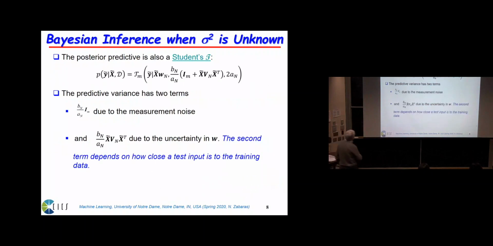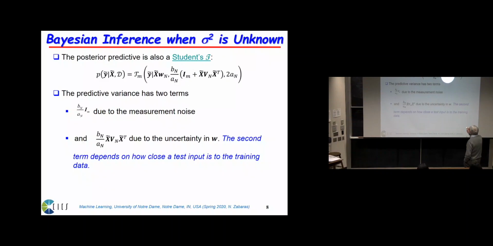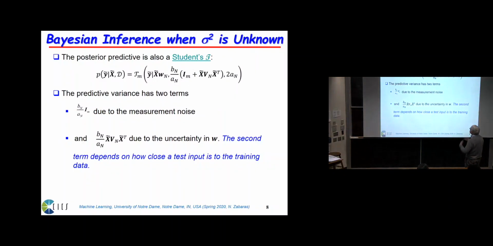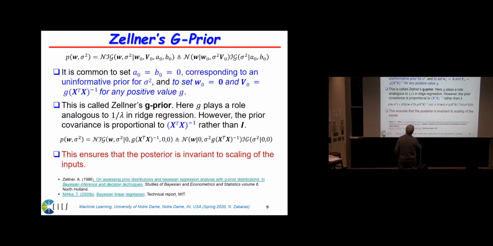Okay, so the predictive distribution is a Student T, and immediately you can see the variance at least has two terms. One has to do with the noise in the data, and another one has to do with the uncertainty in the parameters of the model. So the two things together give you a predictive distribution for Y. Okay, let me see what was on this previous slide.